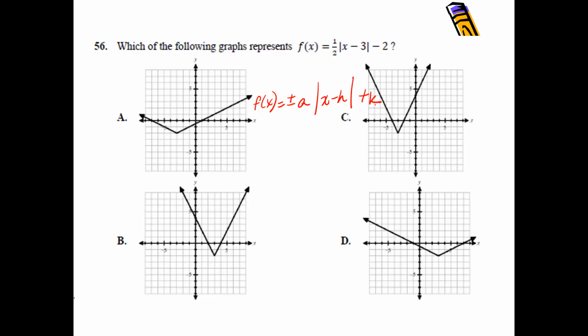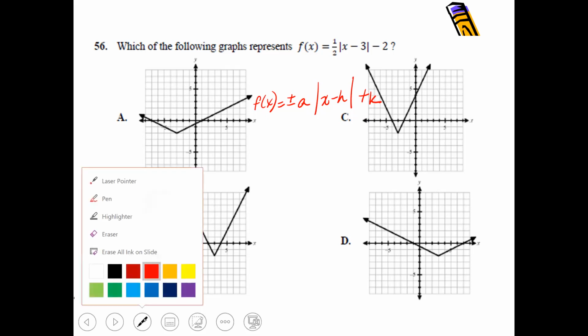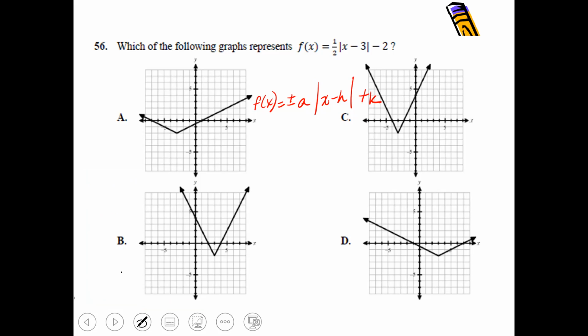All right, so with your highlighters, first thing that we're going to do is I'm going to tell you guys this positive k right here. It's a positive k, you go up. If it's a negative k, you go down. That's the first thing that you write.